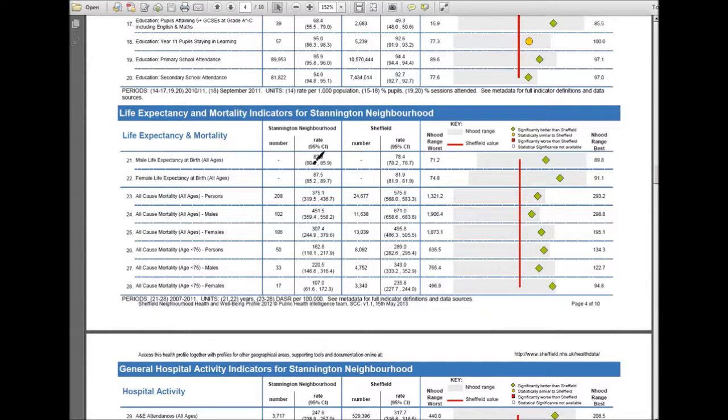So the values that you see there are the rate that's calculated, and then underneath the values you've got a confidence interval, and that's the range within which we'd expect 95% of the values to fall, or where we'd be 95% confident that the real value should fall. Where the confidence intervals don't overlap, you can say that something is statistically significant or there's a definite difference between the two.